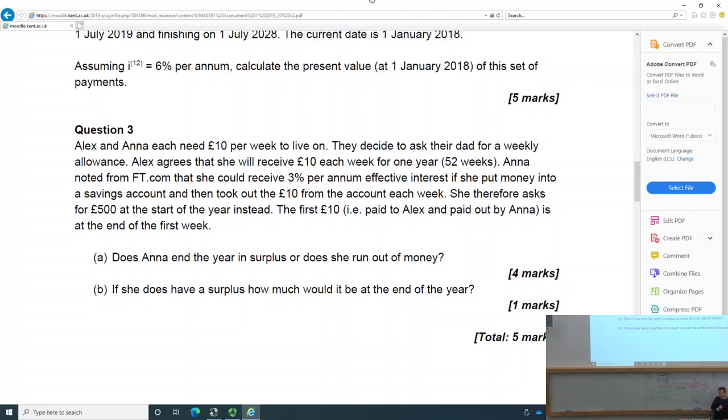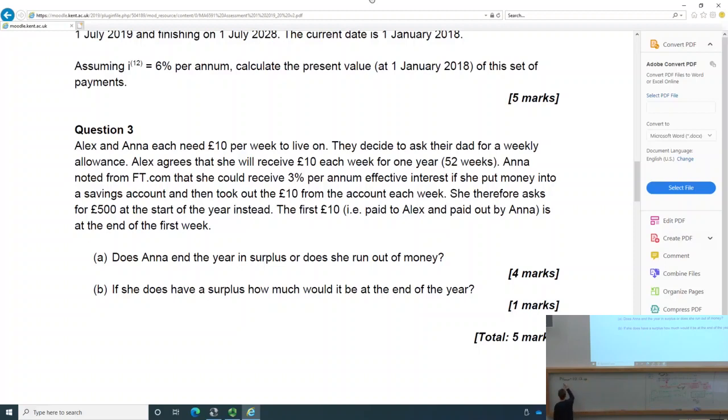So we're going to go and find the present value of Anna's outgo. Okay, so it's 10 per week. So present value of Anna's outgo. Anna doesn't like outgo. She'd rather just not see this and Dad to pay it, but that's another story. So 10 annuity, 52 in arrear. That's it.